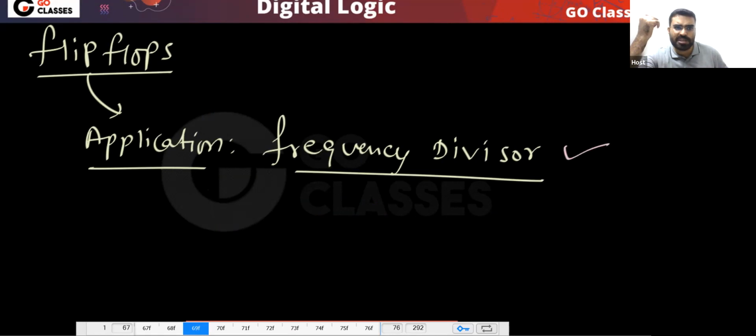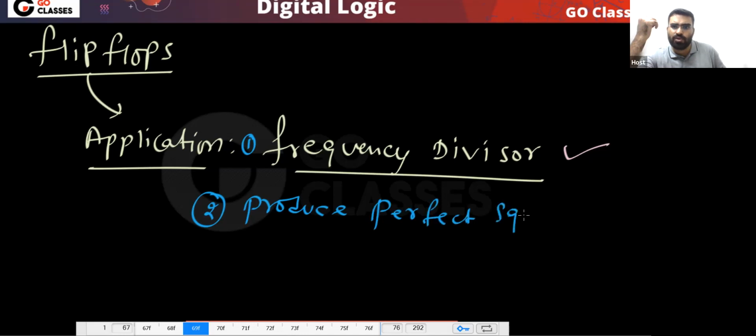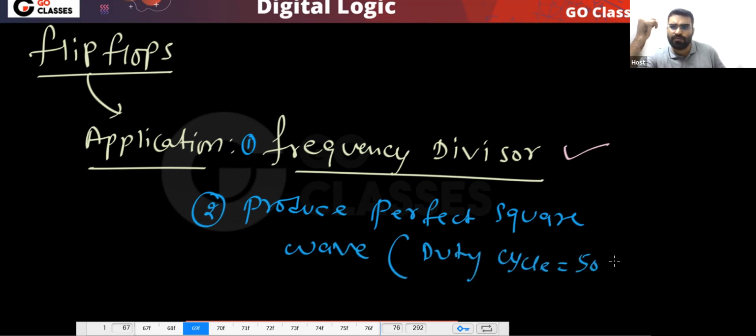Another application we have seen, tell me. This is the first application we have seen. Another application we have seen is that it can produce a perfect square wave. If you want to produce a perfect square wave, meaning duty cycle equal to 50%, then you can do that.